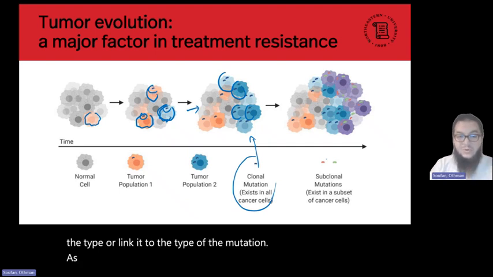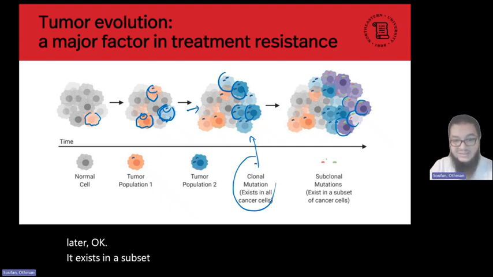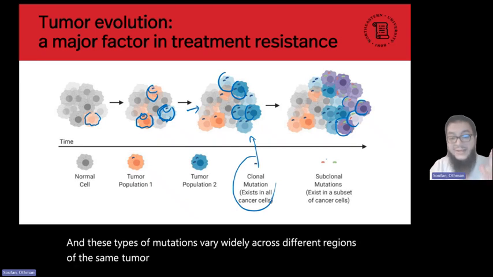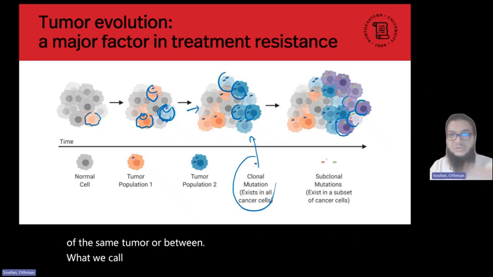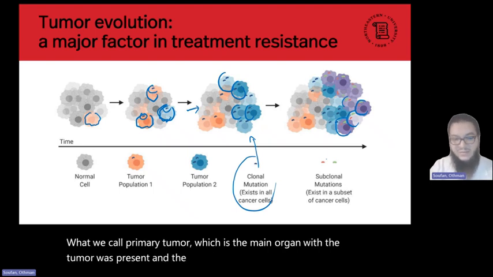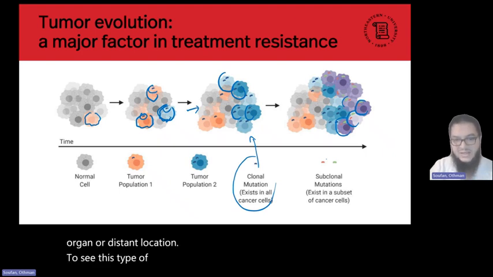As compared to the subclonal mutations, these ones come later, okay? It exists in a subset of cancer cells, and these types of mutations vary widely across different regions of the same tumor, or between what we call the primary tumor, which is the main organ where the tumor was present, and the metastasis, that is the other organ or distant location, to see this type of cells.